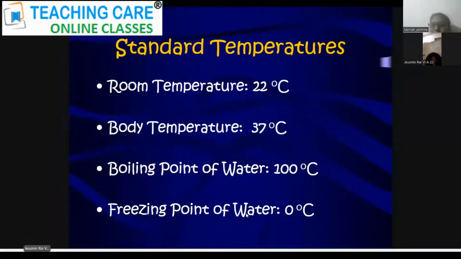So how will you measure temperature? Ma'am, by the thermometer. Okay, so these are the standard temperatures. Room temperature is always 22 degrees Celsius. Body temperature is 37 degrees Celsius. Boiling point of water is 100 degrees Celsius. Freezing point of water is 0 degrees Celsius. These are the standard temperatures that you should remember.